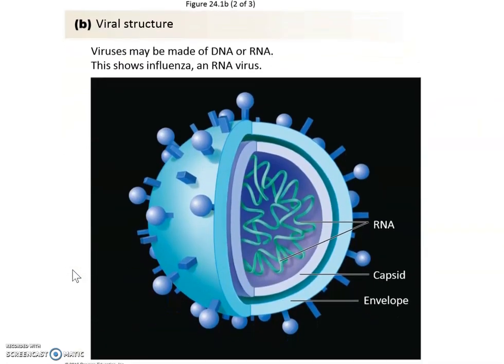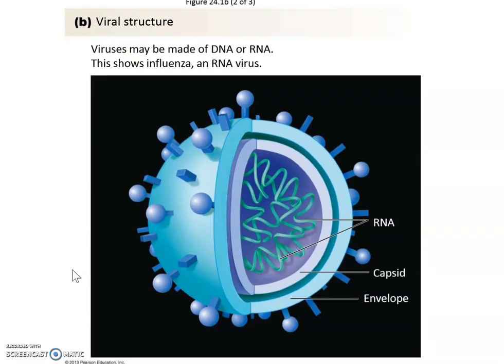And here would be a viral structure. This one looks kind of like coronavirus. This one is more like a retrovirus, like a flu virus. But anyway, a virus is not considered a living cell because it can't reproduce on its own. It needs to hijack a host cell and then reprogram the host cell to make more virus particles.